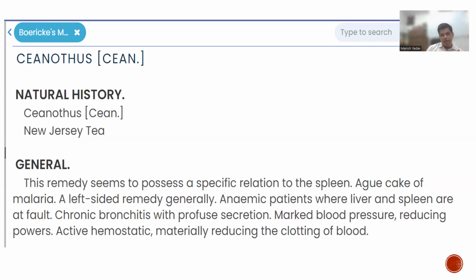Hypotension, we read that it can cause hypotension. So it is a very important remedy to use in a blood pressure condition where we have a lot of increase in blood pressure. Active hemostatic, materially reducing the clotting of blood. So where there is a lot of bleeding happening, petechiae, hemorrhages, bruises are happening, maybe CEANOTHUS can be of great help as a hemostat to stop the bleeding or the destruction of particles.